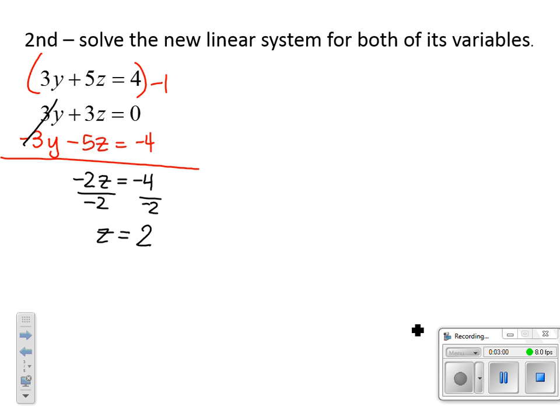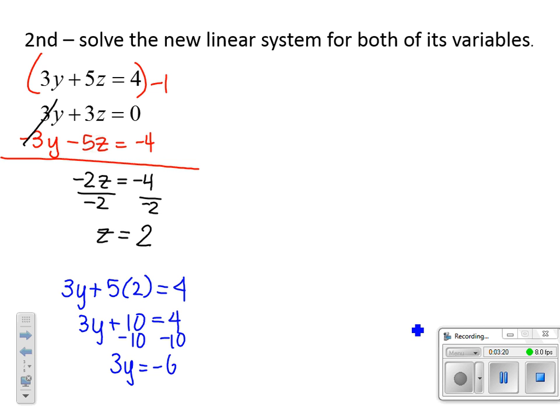Now I'm going to find the other variable, which is the y that you see up there. So I'm going to plug z back up into one of those equations and find my y. 3y plus 10 equals 4. Subtract 10 on both sides. 3y equals negative 6. Divide both sides by 3, and I get y equals negative 2.